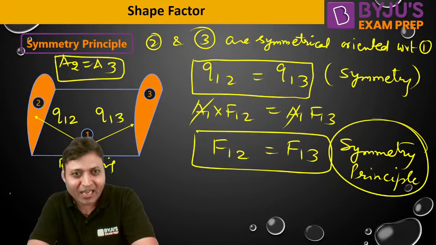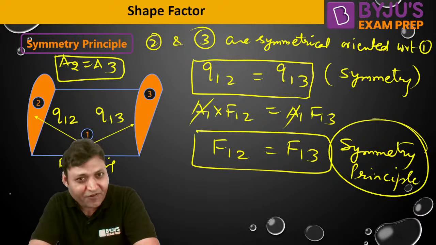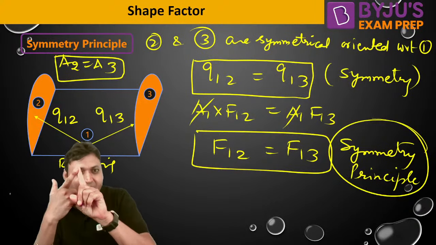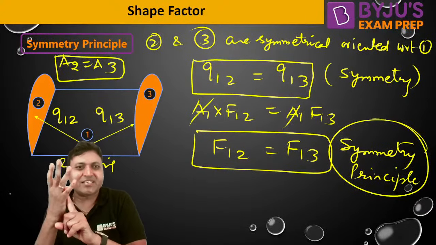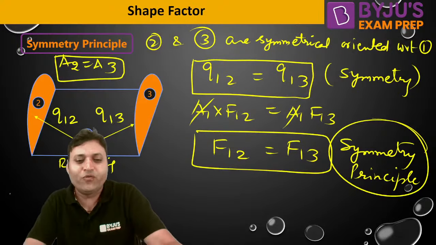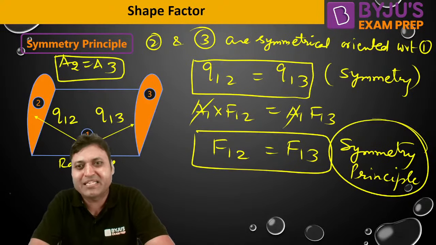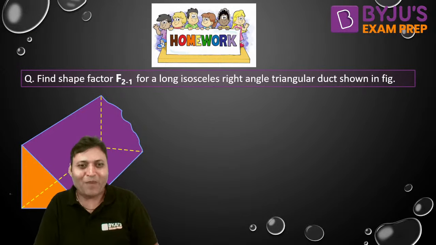But for applying the symmetry principle, the surfaces must have same shape, same size, same geometries, same orientation with respect to the radiating surface. Then only we can apply the symmetry principle. I hope it is clear to you all. That is all from my side.